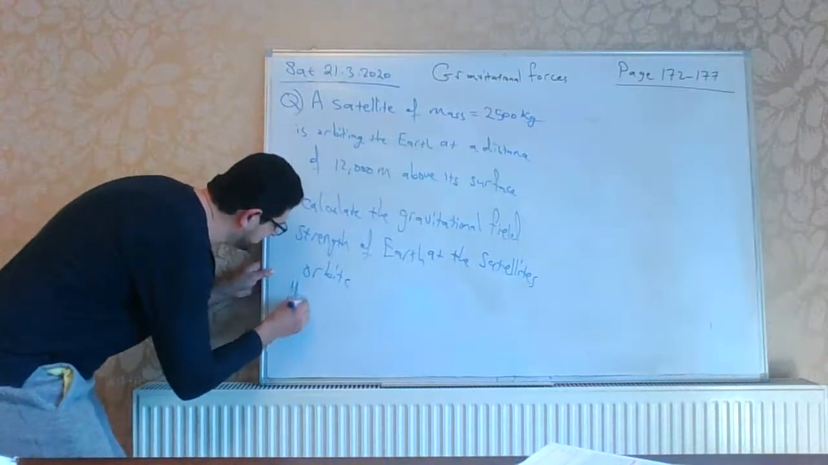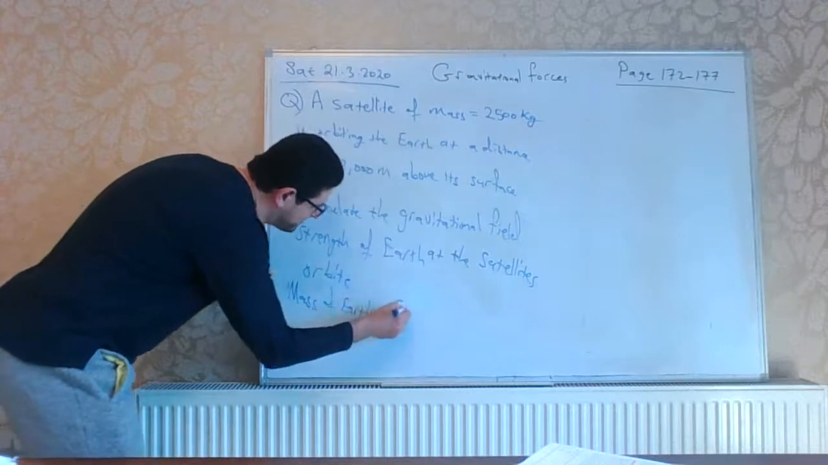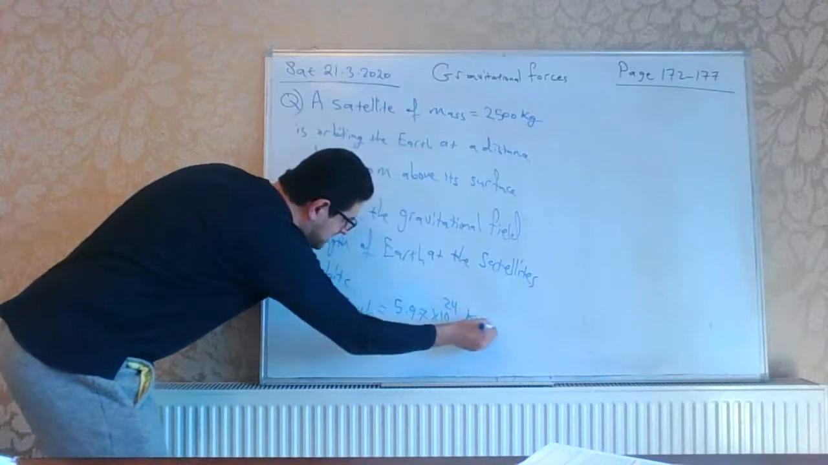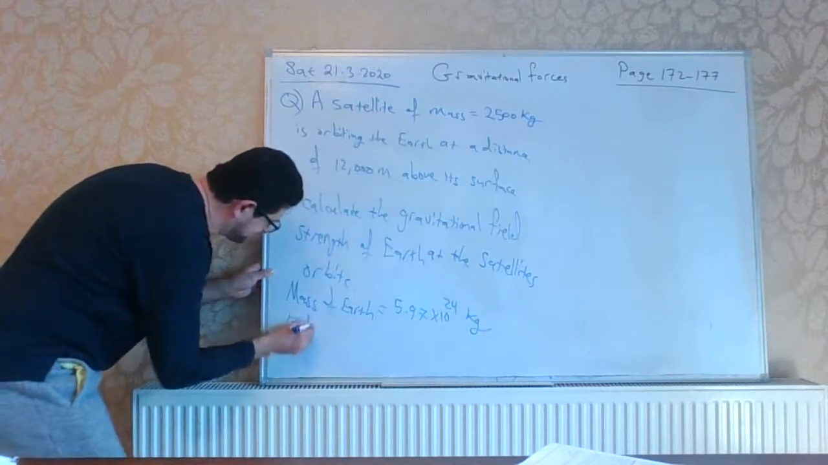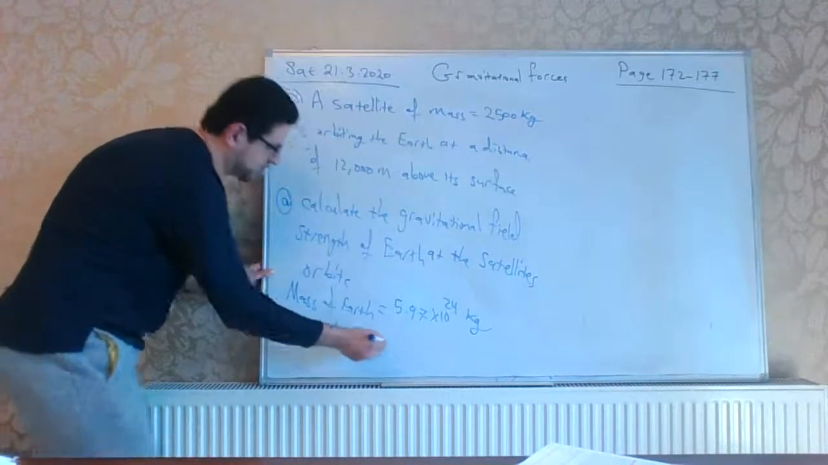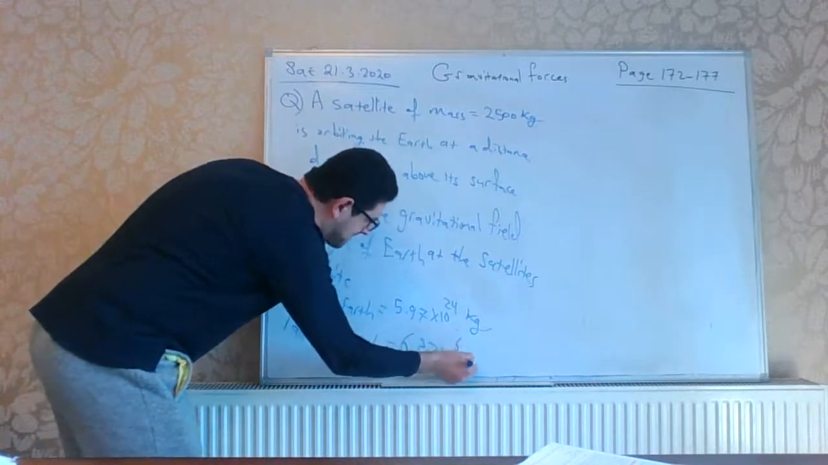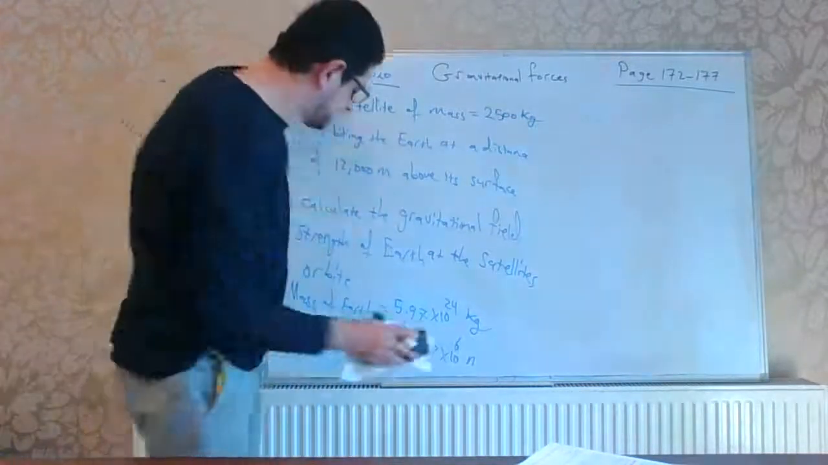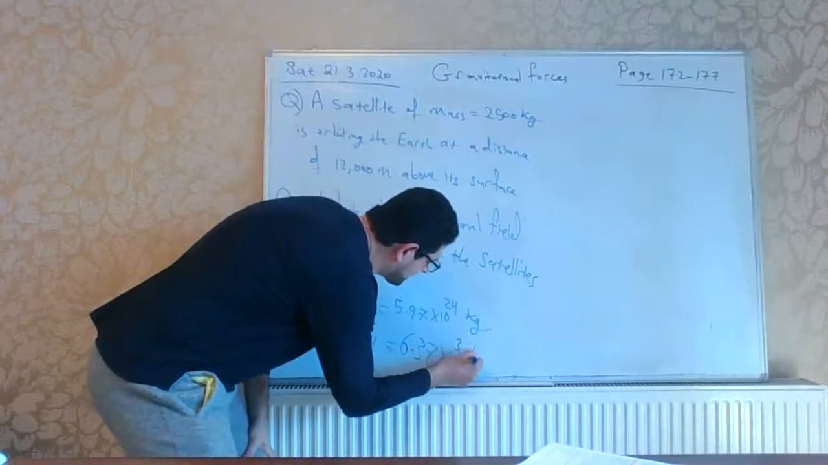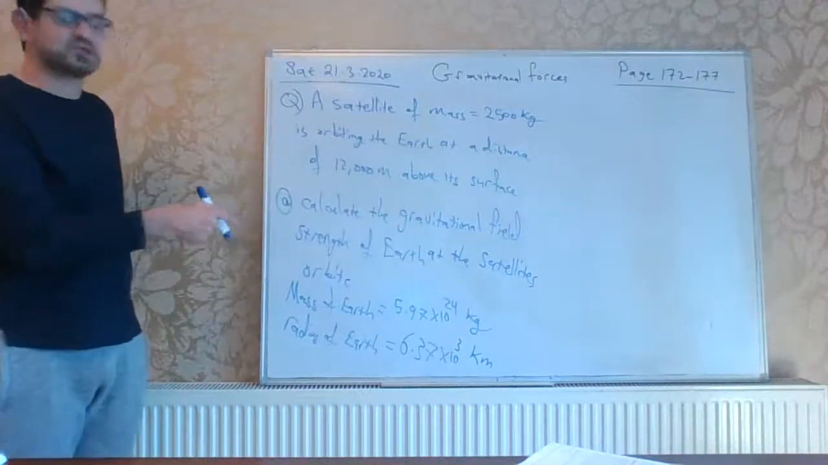Given that the mass of Earth equals 5.97 times 10 to the power of 24 kilograms, radius of Earth equals 6.37 times 10 to the power of 6. Oh, sorry. 6.37 times 10 to the power of 3 kilometers. So it's 10 to the power of 6 meters. So you have to change it.